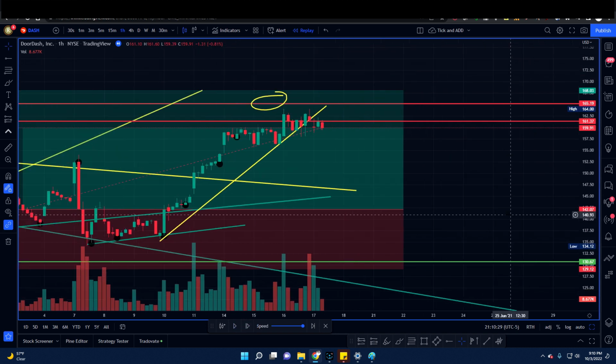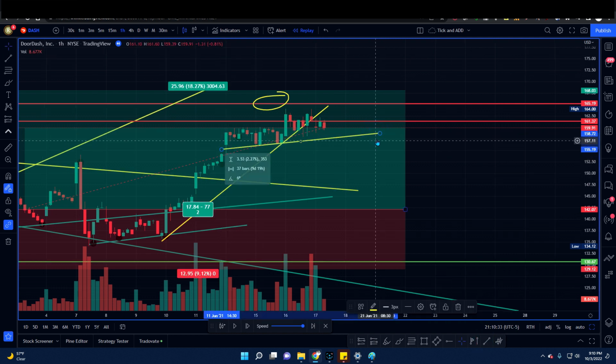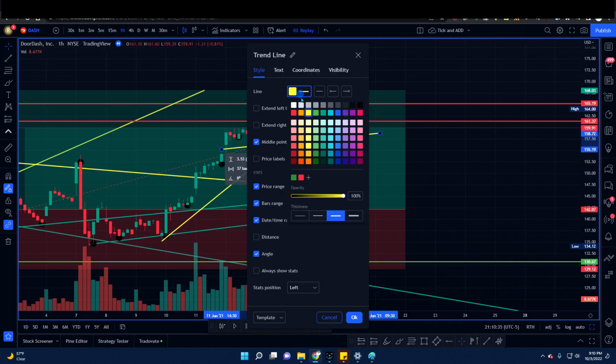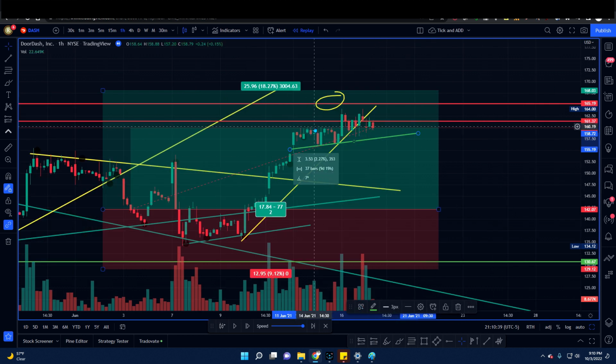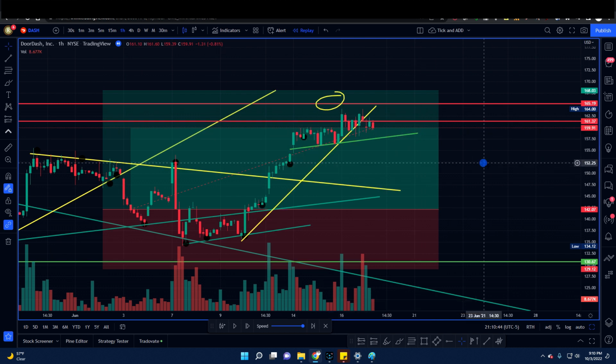No new information here. It's just kind of consolidating. You do have a little bit of something going on here. We're going to make this a green line. So we again expect buying to occur somewhere in this area. Okay.